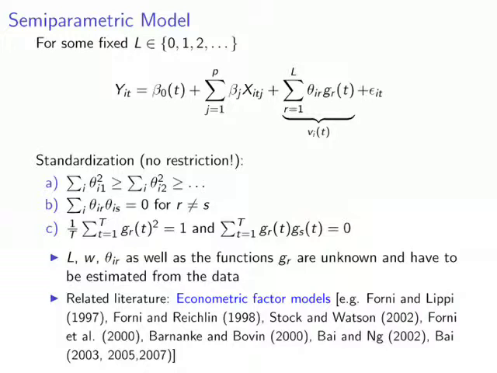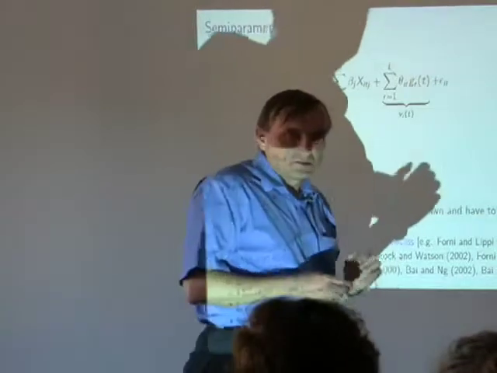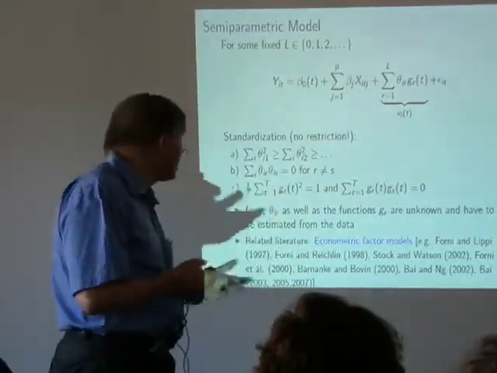The first case is where I assume that L is fixed, that there is an unknown dimension, I don't know L, but that there exists some L. This has a long tradition in econometrics, this type of model, econometric factor models, which are quite often used, and where they often assume this type of L. There are also other people working with this type of model, like Fan and so on.